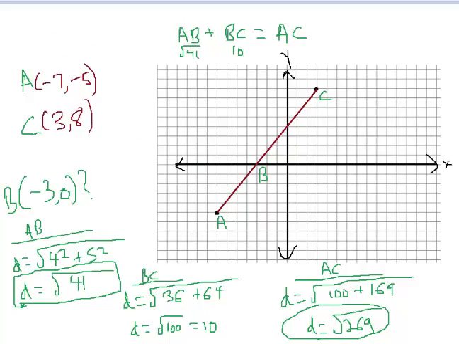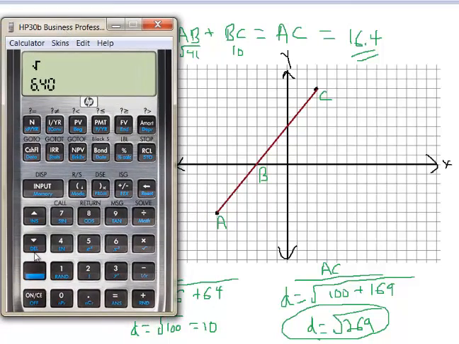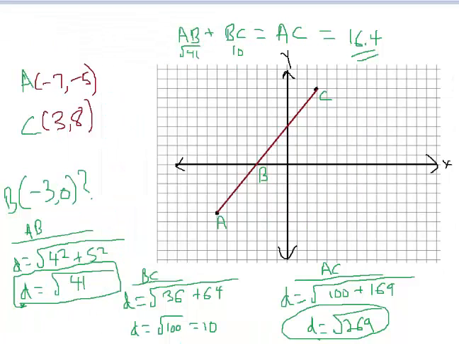6.4. We're going to round it off to 6.4. And so 6.4 plus 10 is approximately 16.4. What is the square root of 269? To see if that's also 16.4. 269 square root, 16.4. There we go. Okay, so at least when you're rounding it off, they both have the same distance.